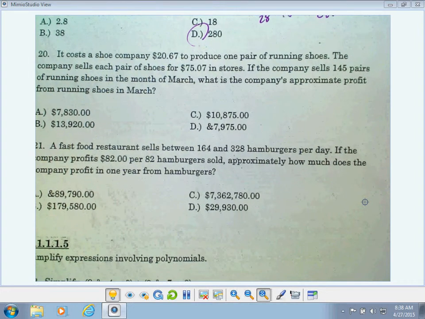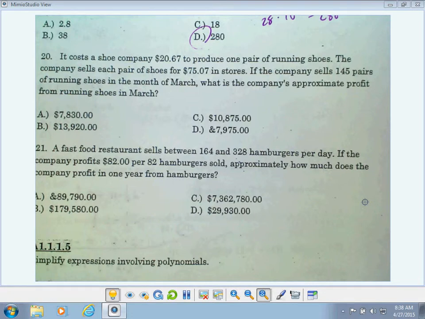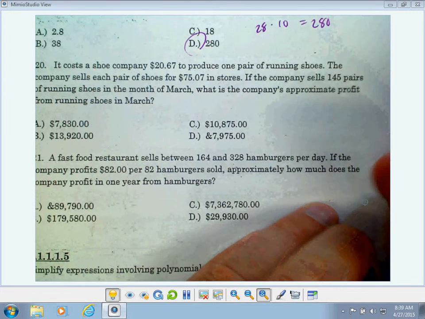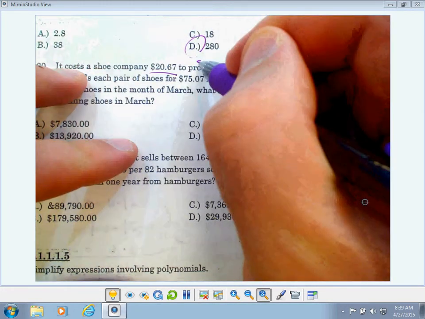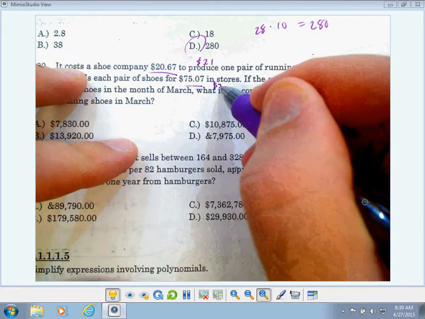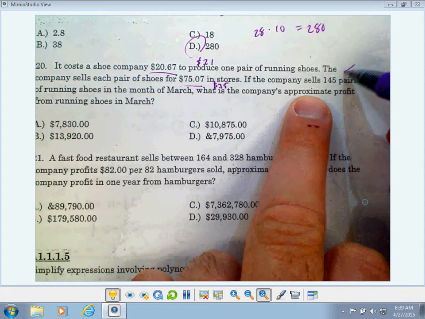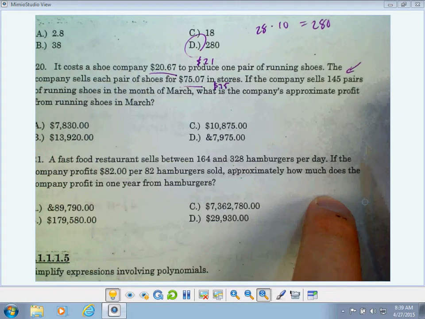Number 20 says it costs the shoe company $20.67 to produce one pair of running shoes. The company sells each pair of shoes for $75.07 in stores. If the company sells 145 pairs of running shoes in the month of March, what is the company's approximate profit from running shoes in March? Okay, so they want you to estimate here. So I don't think you're going to use $20.67. I think you're going to say $21. And I also don't think you're going to use $75.07. I think you're going to say $75. You might even have to estimate this, but let's hold off on that for a second, because it might be something simple like 150, but we'll find out.